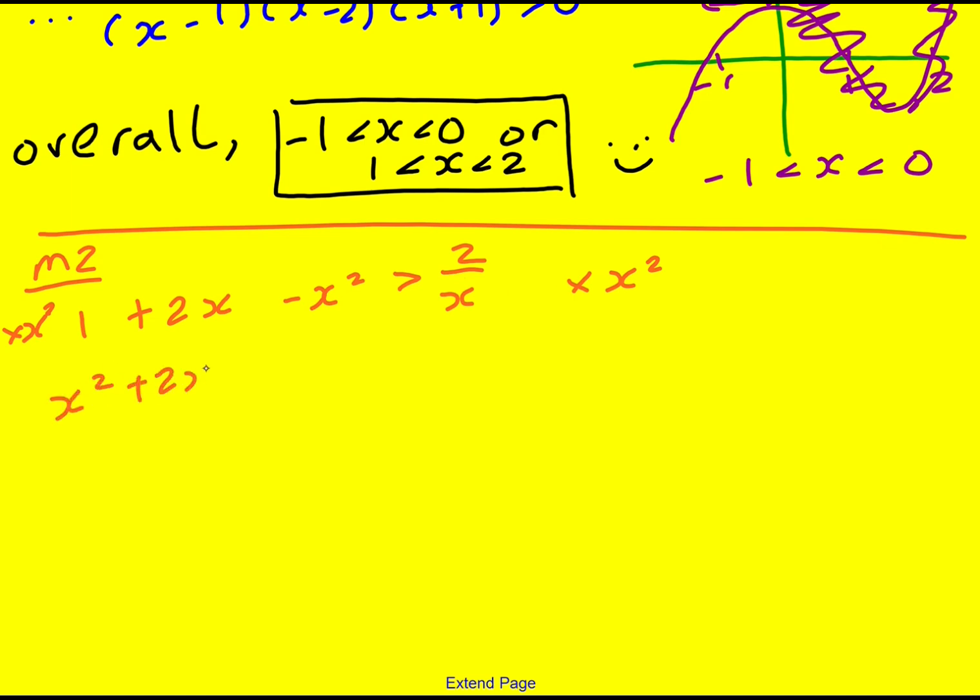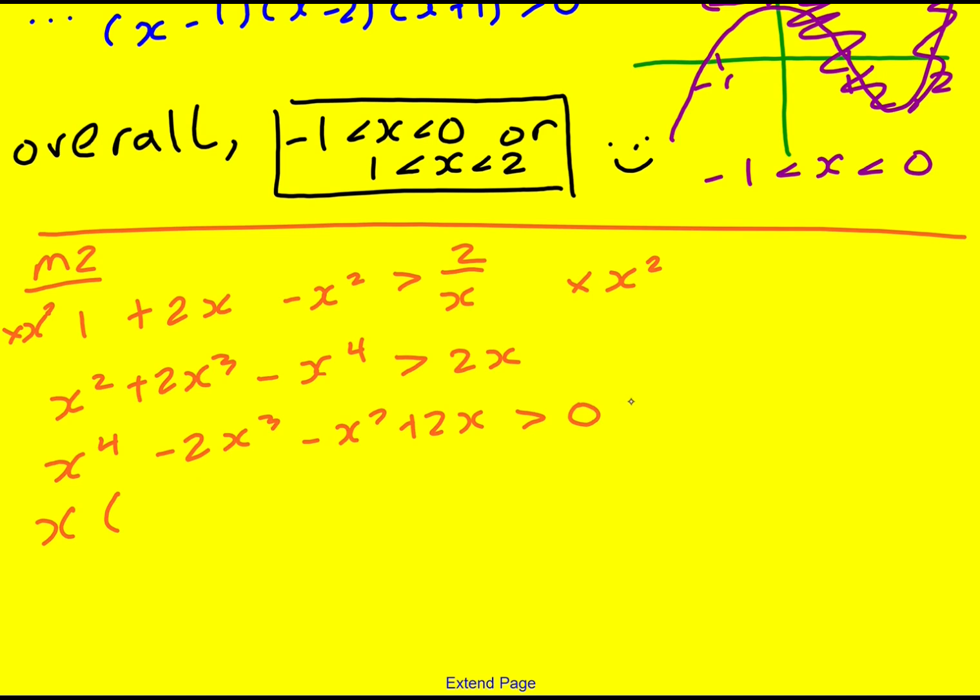X squared plus 2x cubed minus x to the 4 is greater than 2x. Rearrange that, x to the 4 minus 2x cubed minus x squared plus 2x is greater than 0. And all we do now is factorize out an x, and then we get exactly the same cubic that we factorized before. So actually it's going to become x plus 1, x minus 1, and x minus 2, which is going to be, sorry, I've just realized I made a little mistake. I should have just swapped the sign around there, because I added x to the 4 onto the right-hand side. That should be like that.